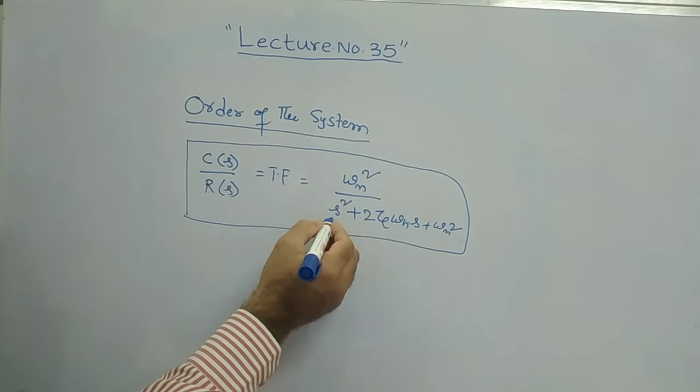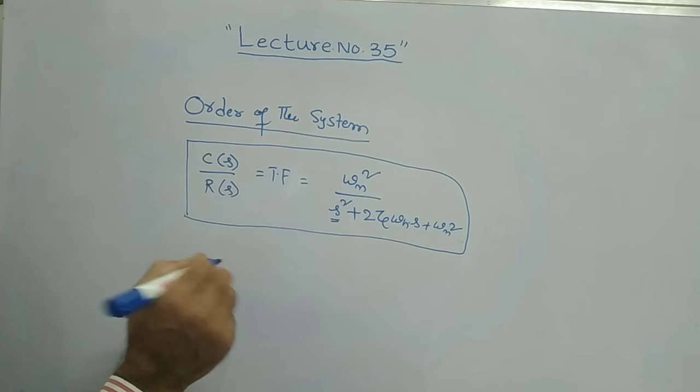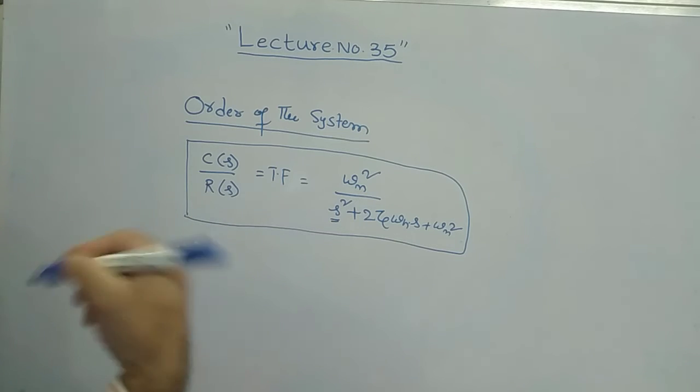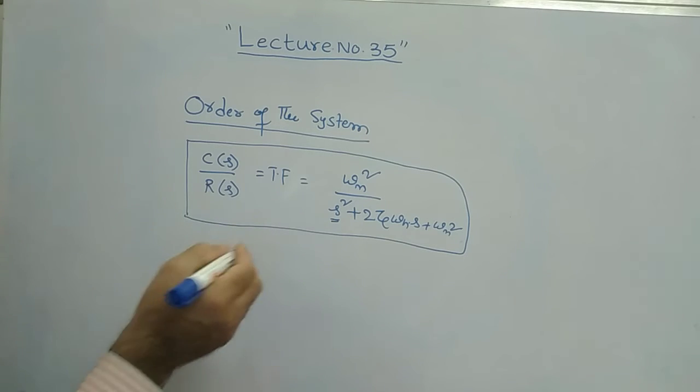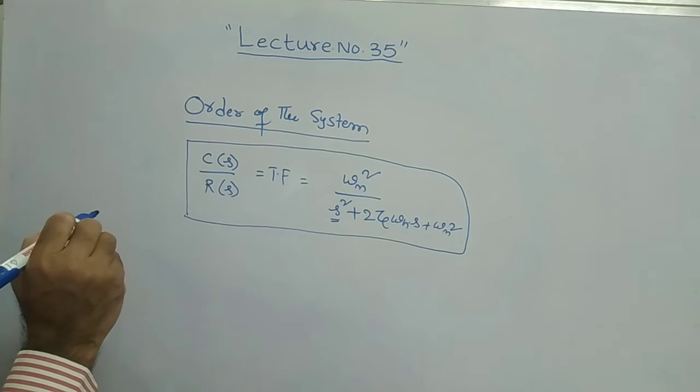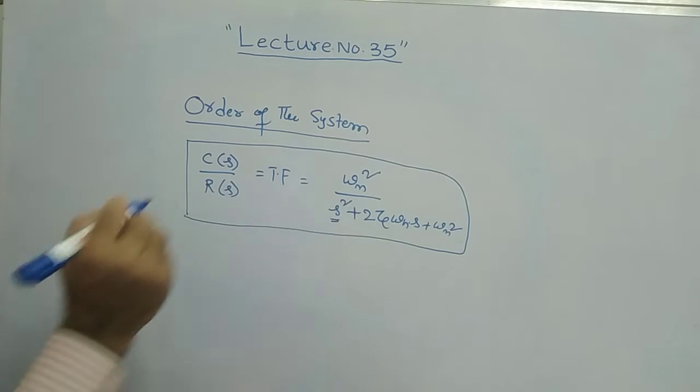Here, what is the highest power of s? The highest power of s decides the order of the system. Therefore, the highest order is 2. That's why it is called a second order system.